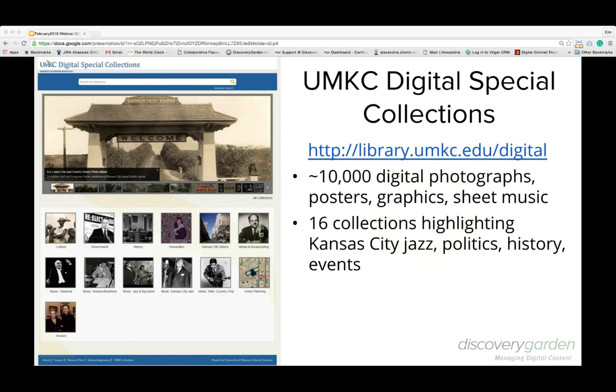So this is our site. We didn't launch with a huge set of stuff, but we launched with an incredibly rich set of mostly images. There's some sheet music as well that is pretty reflective of the kinds of things that we curate here. So the original design was done by Discovery Garden based on a set of specifications we gave them, but we've tweaked it a bit since that time.